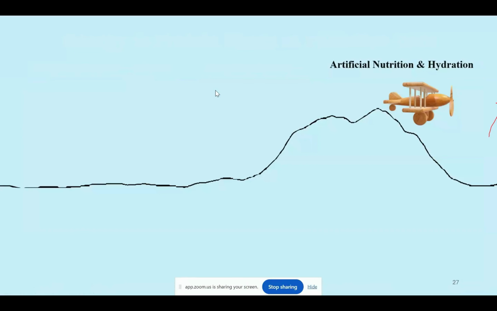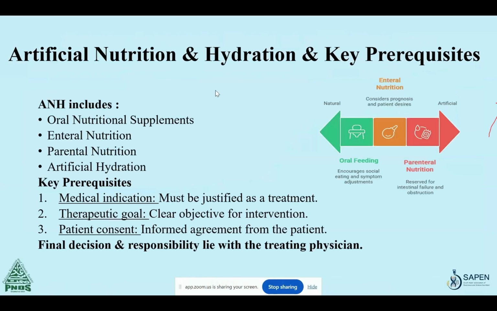Then comes the artificial nutrition and hydration. It includes oral nutrition supplements, enteral nutrition, and parenteral nutrition. Remember, with caution and with requirement. Then the artificial hydration. But the key prerequisites are that it is medically indicated as a justified treatment, and there is a clear objective for the intervention. We must be very clear if we are intervening in such things. We should have that particular outcome and the patient's consent, and the final decision and responsibility lie with the treating physician.